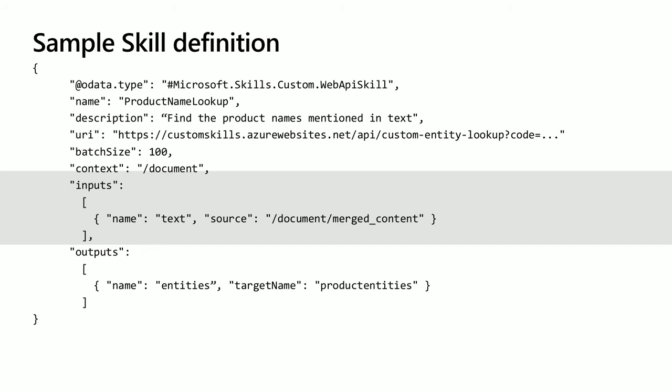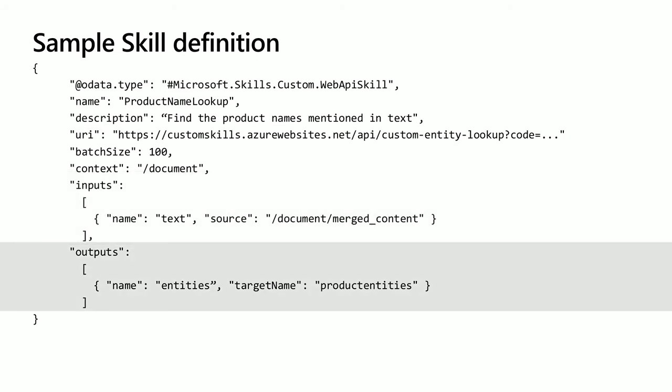item? Inputs, in this case, document is the output of the document cracking skill. So it's always called document. Merge content is obviously the output of the merge skill that takes images and other things and merges all the output of that into one field of information. Entities is what you're producing. So we're producing something called entities, with the output of the skill being a thing called entities. The target name of what we're putting onto the tree of information that I just showed you is a field called product entities.